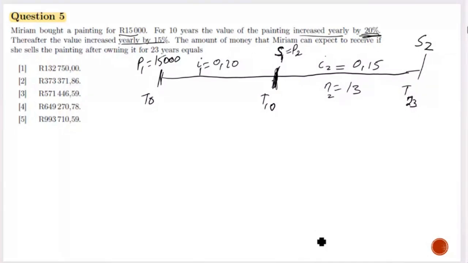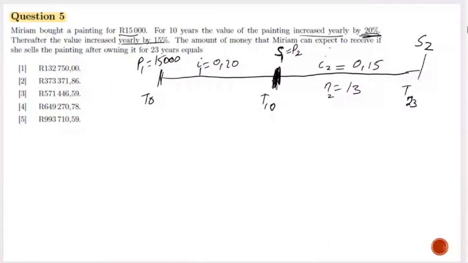The amount of money that Miriam can expect to receive if she sells the painting after owning it. So that is the accumulated value of Miriam's painting at T23, which is going to be the second, because the interest rate changes twice.